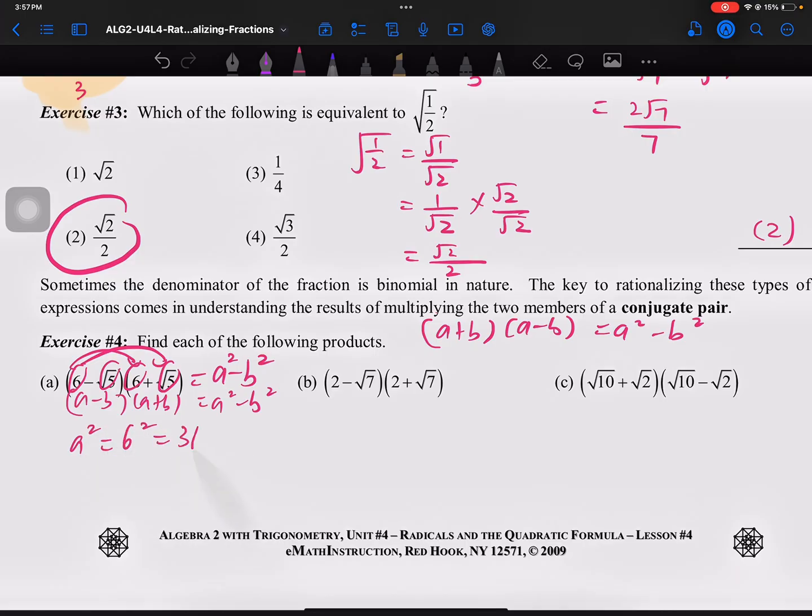B square is 5. So now A square minus B square, 36 minus 5, which is 31. So this is for A. Now we go to B.